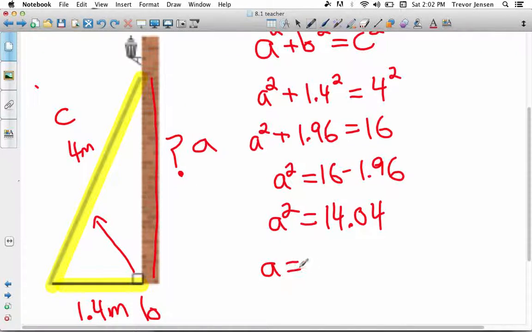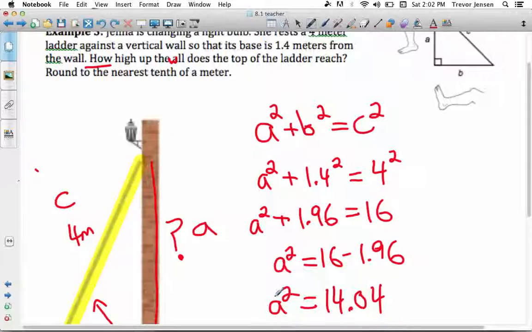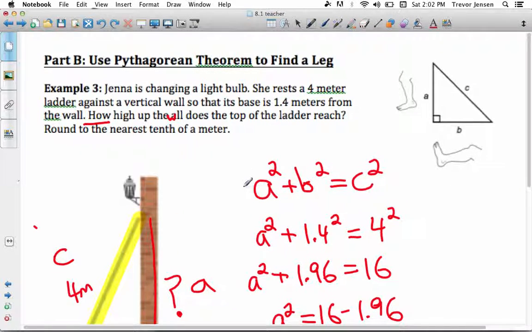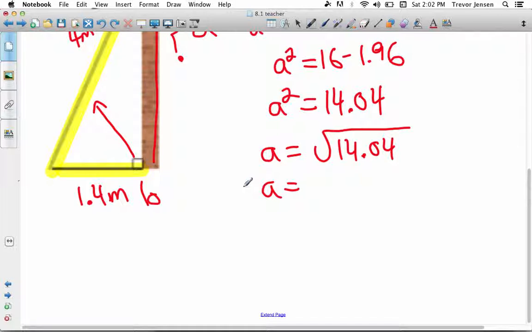We must square root the other side. Square root of 14.04, and that gives me 3.7469. Now, does it tell me what I should round it to? Round to the nearest tenth. Okay, so that means round to 1 decimal place. So my answer was 3.74.